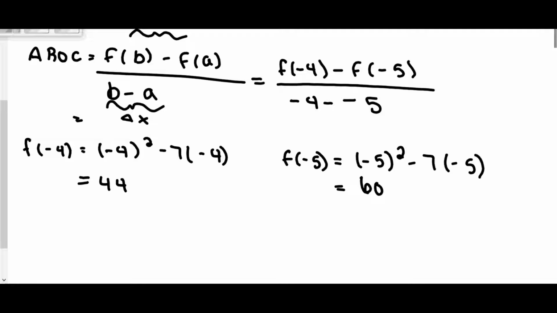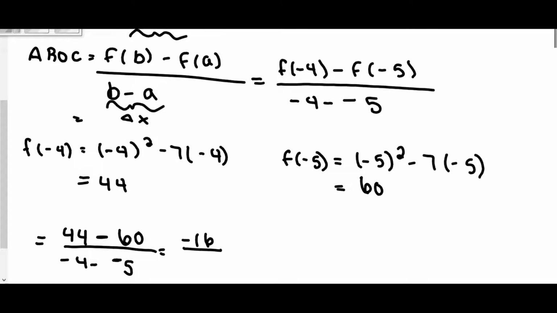When you evaluate f of negative 4, you get 44, and when you evaluate f of negative 5, you get 60. Then you're just going to come back to your average rate of change formula and plug in. F of negative 4 is 44, f of negative 5 is 60, so 44 minus 60 over b, which is negative 4, minus a, negative 5. 44 minus 60 is negative 16, over negative 4 minus negative 5, which turns into negative 4 plus 5, which is 1. So our average rate of change is negative 16.